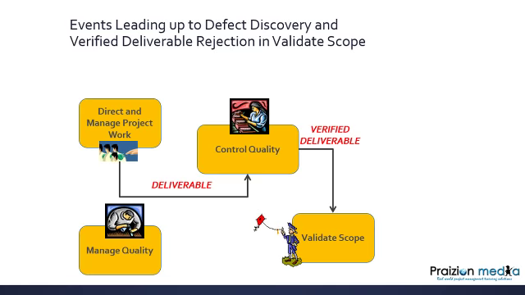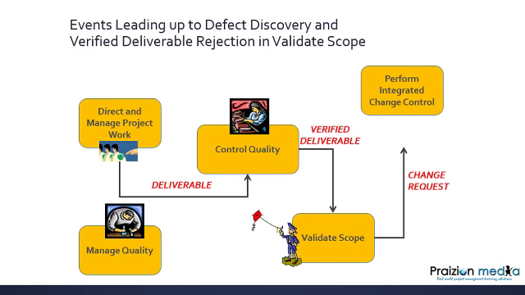What's going to happen? In the world of the PMI, they don't use the word rejected deliverable. They use the word CR, change request. So you're going to get a change request, folks. Again, going to perform integrated change control. Change control board takes a look at it. Say, oh dear, there had to be something wrong.